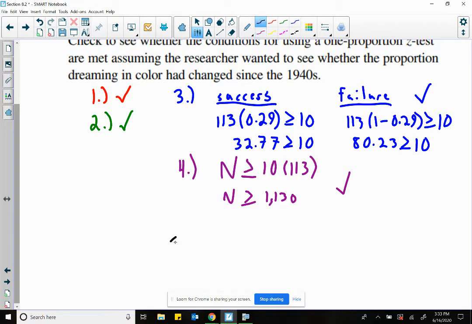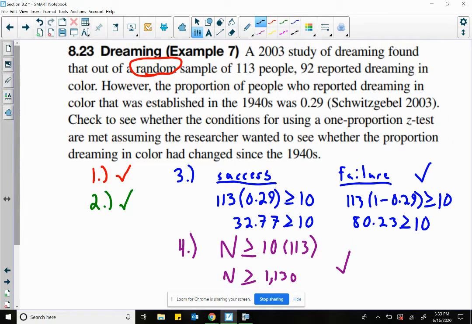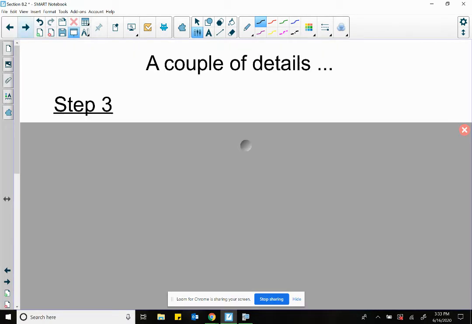Everything is all good. CLT is good, and that means we can proceed with the rest of our hypothesis testing and use normal distributions to help us out. Okay? So some of your assignment is going to be like that. You're going to just check what's going on.